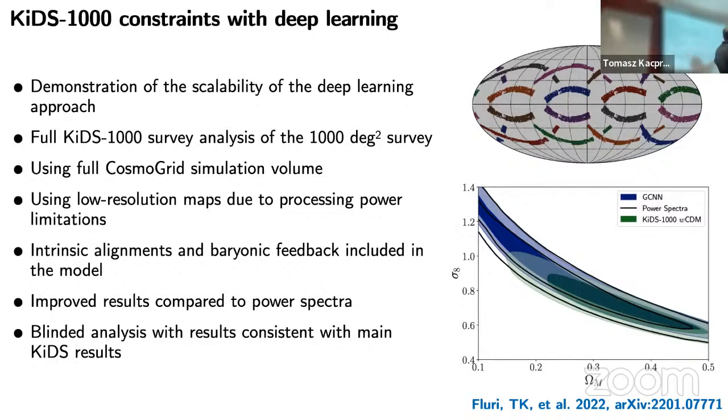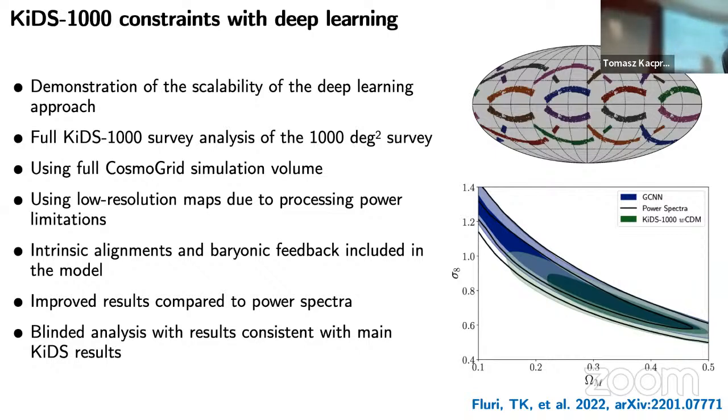What you see in this plot here is how we put the KiDS-1000 footprints on the simulation sphere. We basically made cutouts and fit them all together into a full-scale simulation. And here is the blinded analysis that we've done between the convolutional neural nets, our own power spectra, and the main KiDS-1000 wCDM analysis. What we can see is that the measurements are very consistent. It's the same data, so they should be.